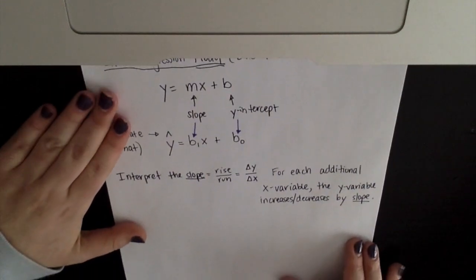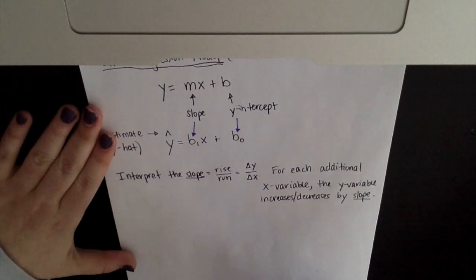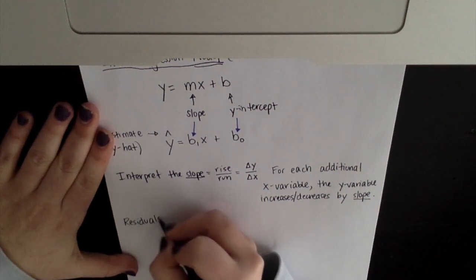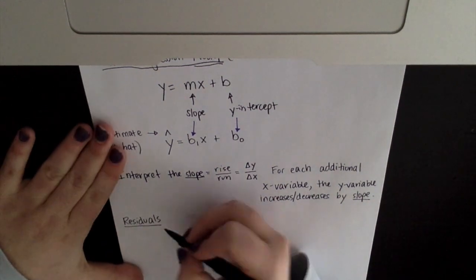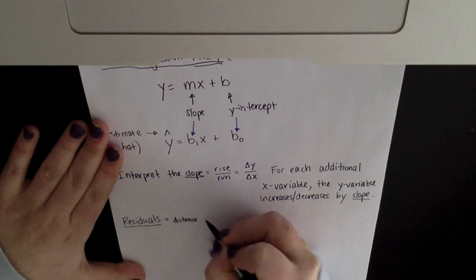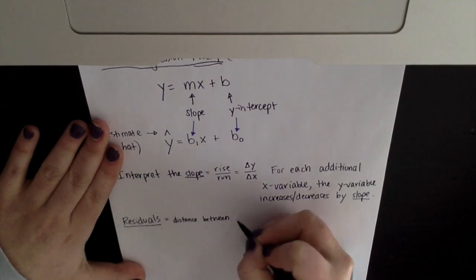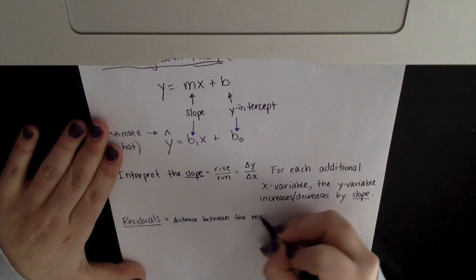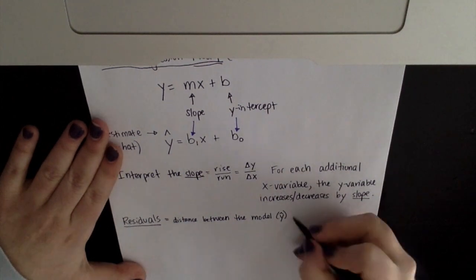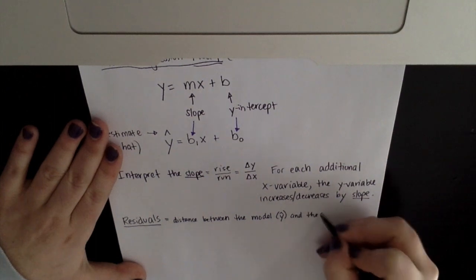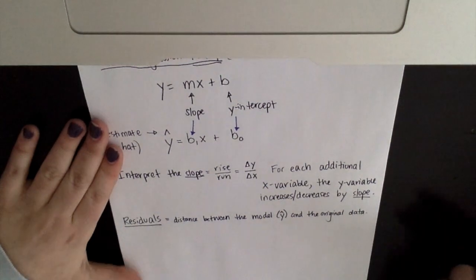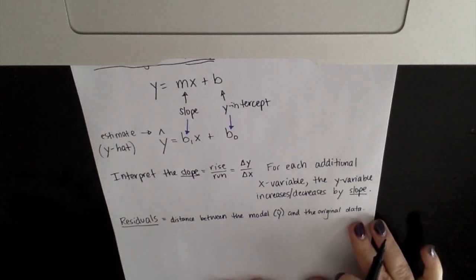So I'm going to scoot this up a little bit, and I'm going to do the final concept, which is called residuals. Okay? And so residuals are the literal distance between the model, so our line of best fit, y hat, and the original data. Okay? So I'm going to show you what I mean by that in a little picture.